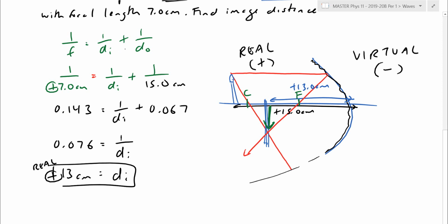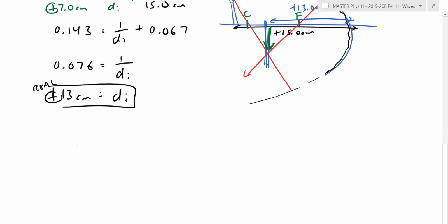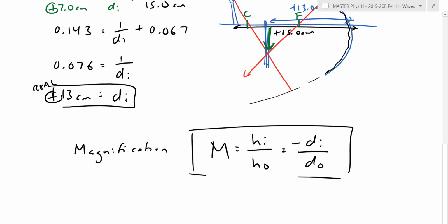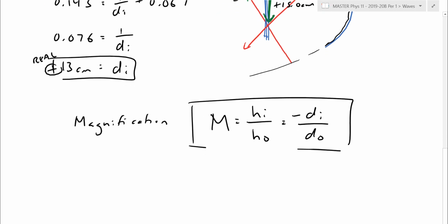Why is it important to know the image distance? We link it with a second equation, also on your formula sheet. We can actually get something called the magnification. This is the, is it bigger, is it smaller? And in this case here, also on your formula sheet, we're going to have M. The magnification is hi over ho equals negative di over do. Again, this expression will work both for mirrors and lenses. We're just applying it to mirrors at this point.